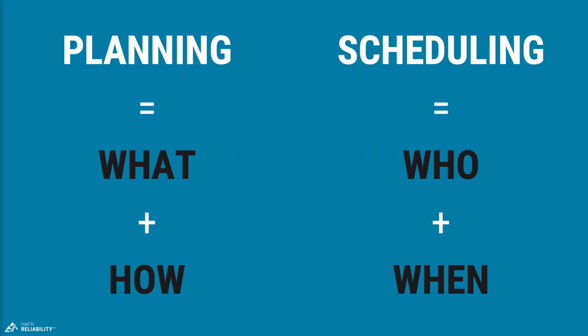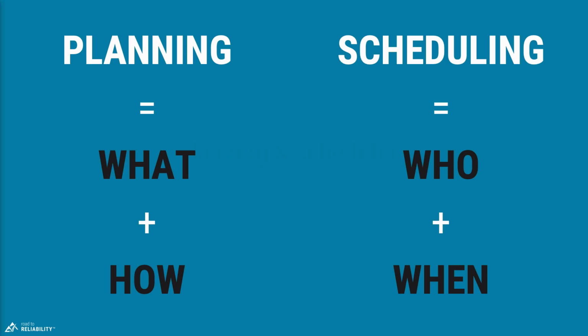They have different objectives. Very importantly, they require different skills. Planning requires technical understanding of both the equipment that is being maintained and the job that is being done. And that typically means that with a planner, you want someone with a trade background, somebody with a technical background, somebody who's done the job before.